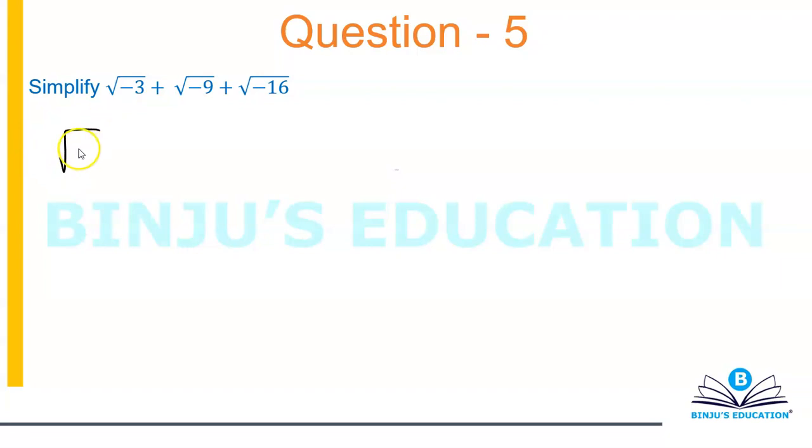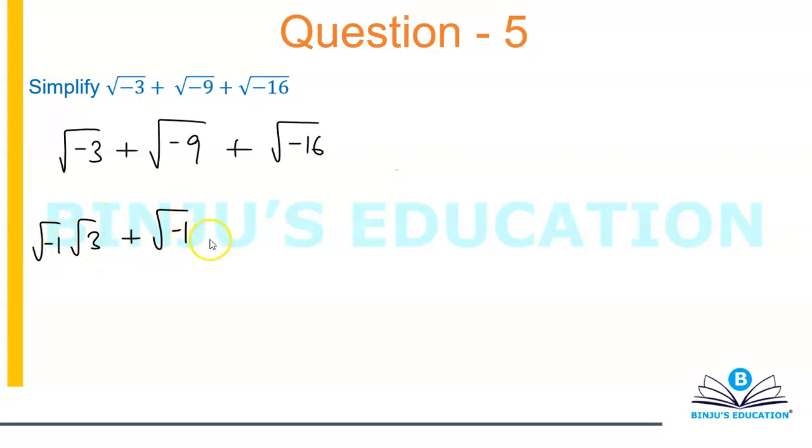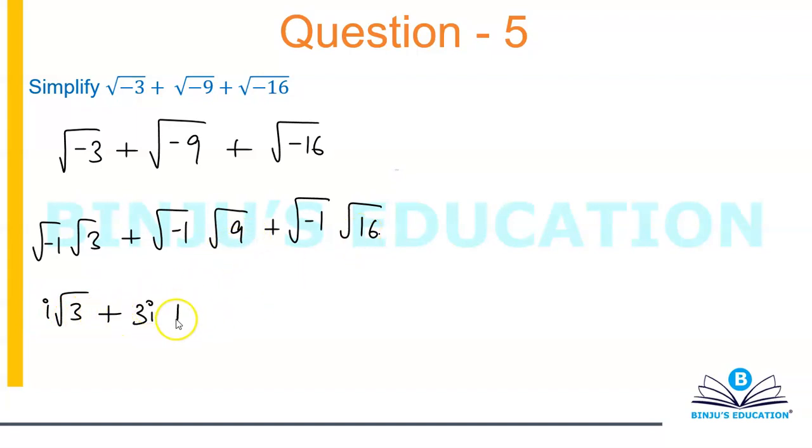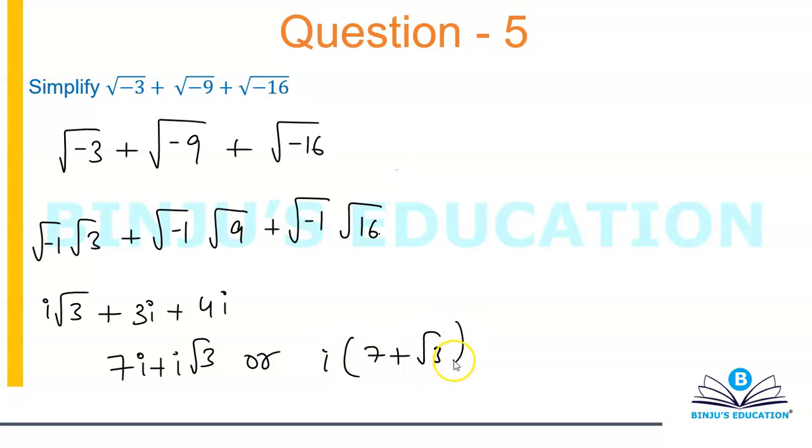So I have root of negative 3 plus root of negative 9 plus root of negative 16. So this is root of negative 1 into root of 3 plus root of negative 1 into root of 9 plus root of negative 1 into root of 16. So this is iota root 3 plus root 9 is 3, so 3 iota, and this is 4 iota. So your answer is 7 iota plus iota root 3, or you can write iota into 7 plus root 3. That's your answer.